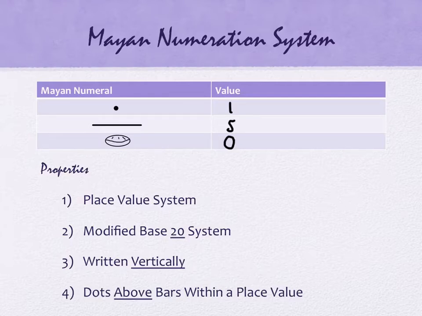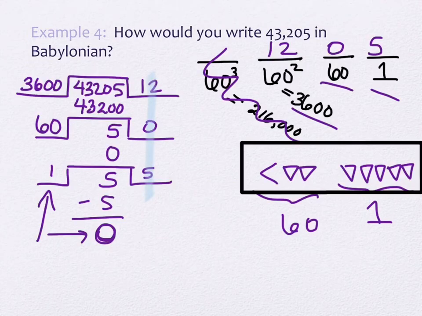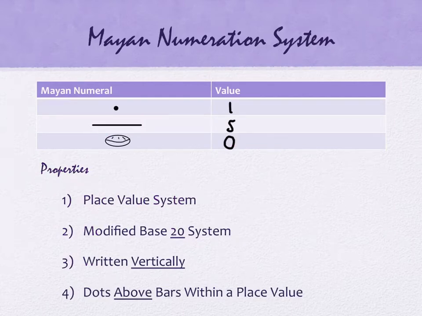And the dots go above the bars. So over here, remember that the big value went before the small value. Here, the small value goes on top of the big value. So let me give you an example of a small number. For instance, if you wanted to do the number 6, you'd do a dot with a bar underneath. Dots over bars. So this would be the number 6. Okay, so let me talk about the modified base 20 system.